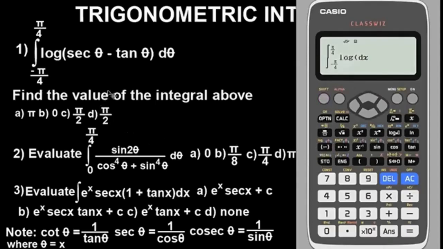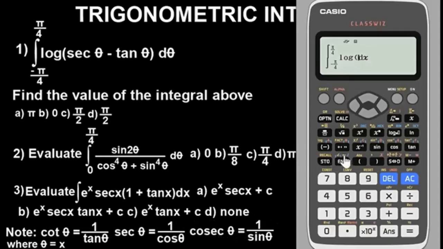Now in bracket you have sec theta. Now guys, there's no sec in this calculator. If you check very well below here, you see I have written notes. Cot theta is the same thing as 1 over tan theta. Sec theta is the same thing as 1 over cos theta. And cosec theta is the same thing as 1 over sin theta. So guys, what we are going to do simply is to replace sec theta with 1 over cos theta, since there is no sec here. Very, very simple, guys. Because in trigonometry, another term for sec theta is 1 over cos theta. The same thing is applicable to cot and cosec respectively.